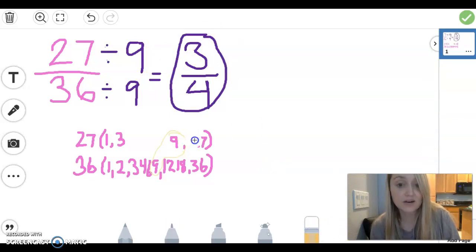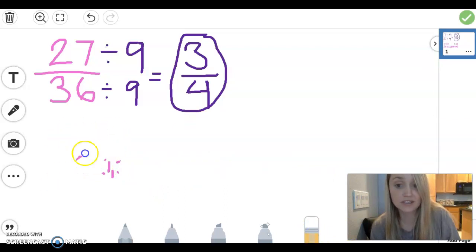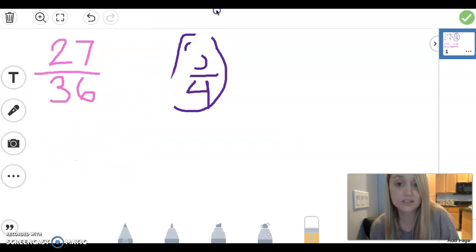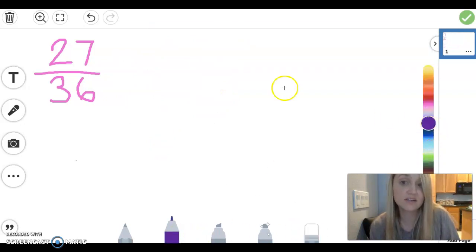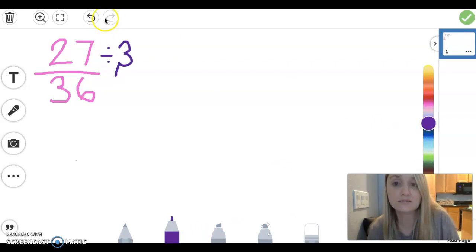Now, if you did not find the greatest common factor and you said to yourself, you know what, I know 3 can go into it, that you can also do. However, there's one difference here. So let's say you go, oh, I know 3 can go into it. Again, whatever you do on the top, you must do on the bottom. So 27 divided by 3 is 9, and 36 divided by 3 is 12.